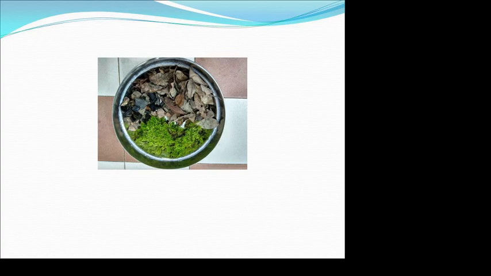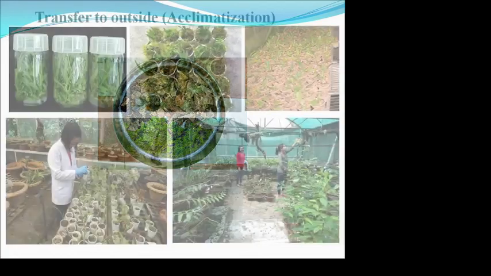For this, what we do is take a compost, which is a mixture of charcoal, leaf litter, then moss, depending on your plant material. Suppose you're working with an orchid, you don't need mud because these are epiphytes. But if you're working with a terrestrial plant, then obviously you'll include mud also in this compost mixture.